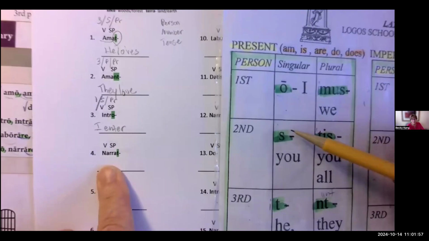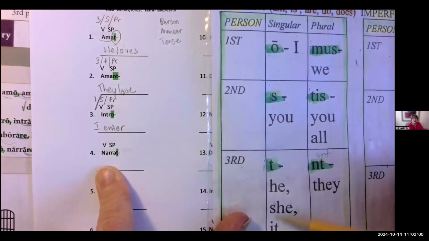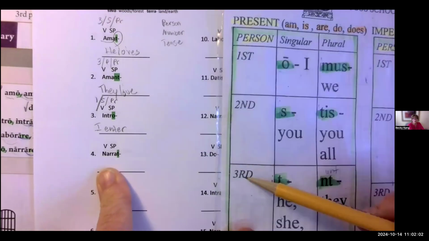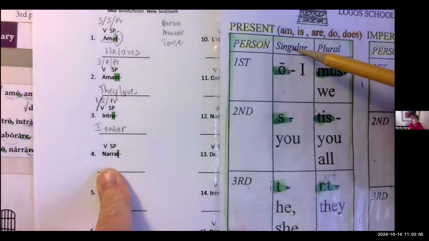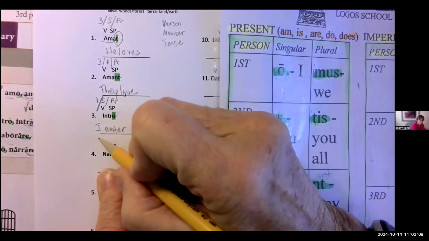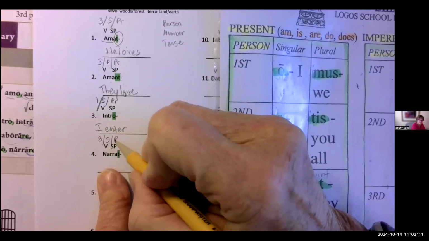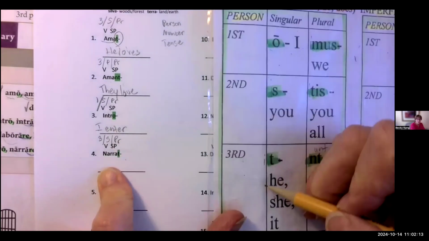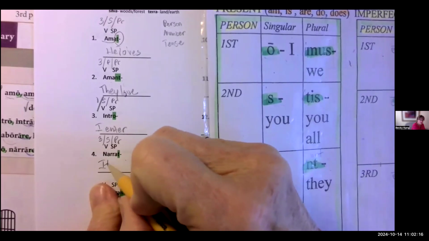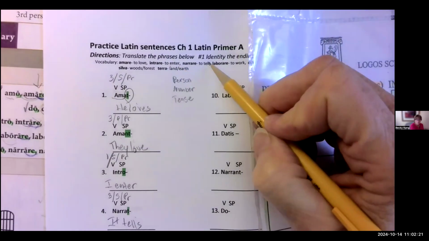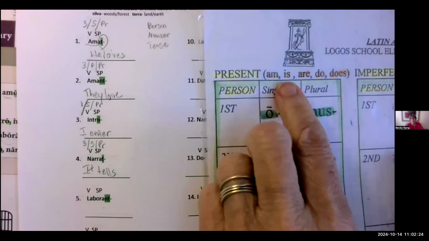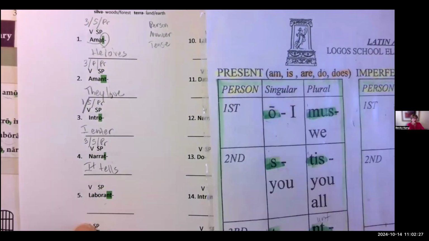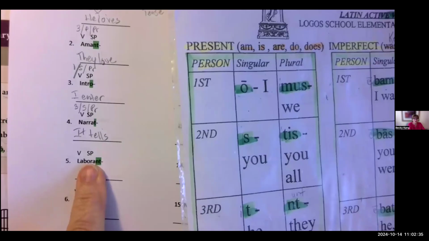Okay, narrat. T means he, she, or it. Let's look at the person. Third, singular, and present. So we can say third person, singular, present. T means he, she, or it. We could say it this time. We don't say it. And narra means tell. It tells, it is telling, it does tell. The heavens declare the glory of God. Tell, to declare. Okay, number 5. Laborant.